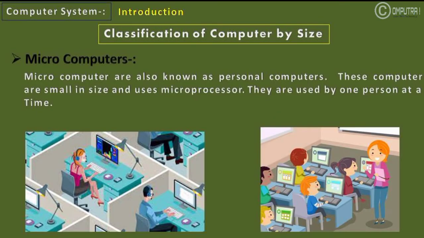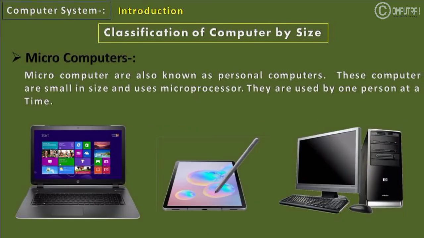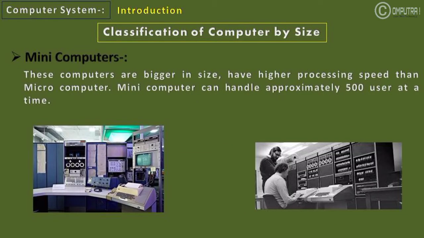Do you know microcomputers are also known as personal computers? These computers are small in size and use microprocessor. They are used by one person at a time. That means on microcomputer only one person can do work at a time. Microcomputers are used in offices, school labs, home, etc. If we talk about the example of microcomputer, then laptop, tablet, personal computer or desktop are the best examples of microcomputers.